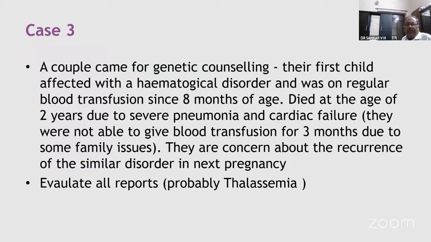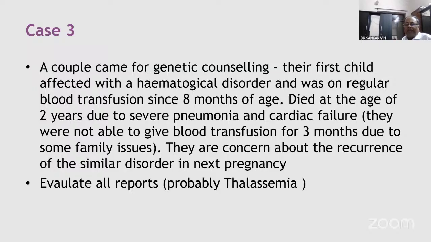Their first child was affected with a hematological disorder and was on recurrent blood transfusion since 8 months of age. The child died at 2 years of severe pneumonia and cardiac failure. They were not able to give blood transfusion for 3 months because of some family issue. They are concerned about the recurrence risk of a similar disorder in the pregnancy. But the problem is they have not done any genetic testing. Okay. So what will you do in this patient?